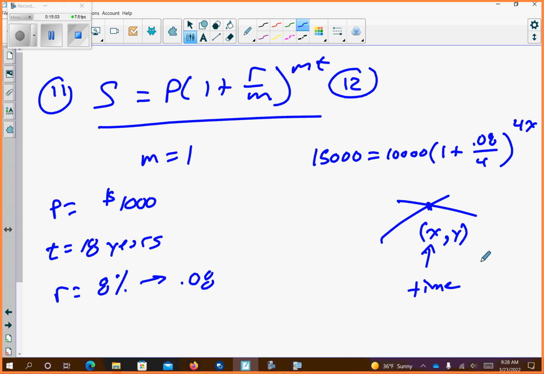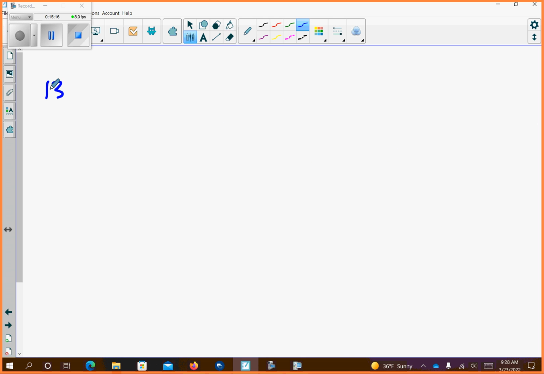And then number 13: a house 20 years ago was worth $160,000 and has increased in value by 4% each year because of inflation. What is it worth today? So for 13, if you need me to go back, let me know. So time is 20.